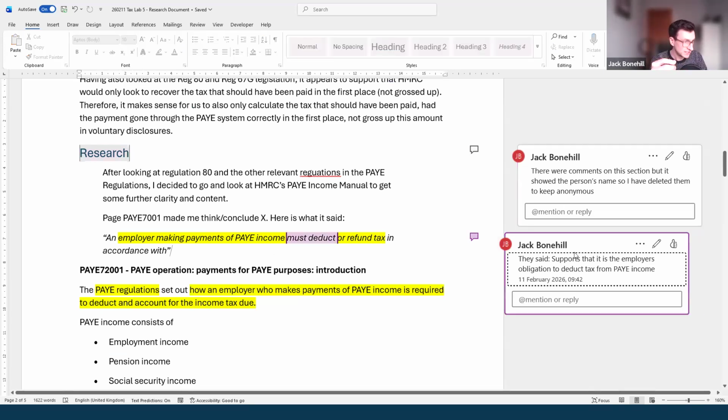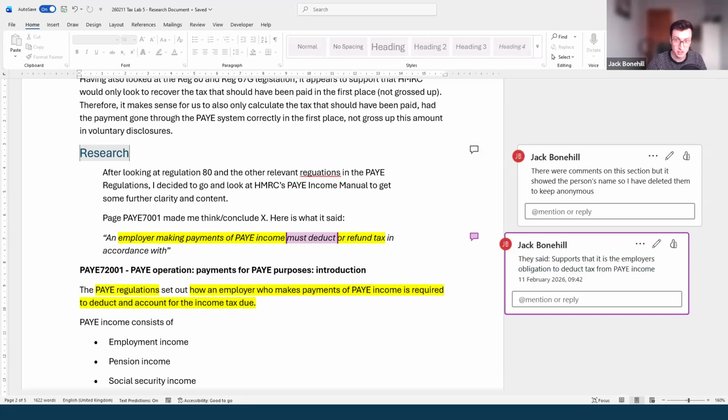What they did here, and this was their only comment on this entire guidance page, is they said that this bit here, this must deduct bit, because it says an employer making payments of pay-as-you-earn income must deduct or refund tax in accordance with. So they said that this supports that it is the employer's obligation to deduct tax from pay-as-you-earn income. All the other bits that were in that page were not relevant in supporting the conclusion that this person reached, which is why I would just take it out.